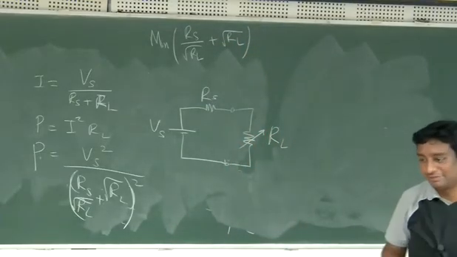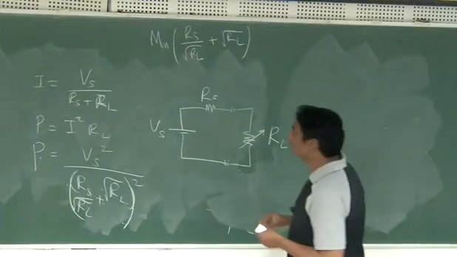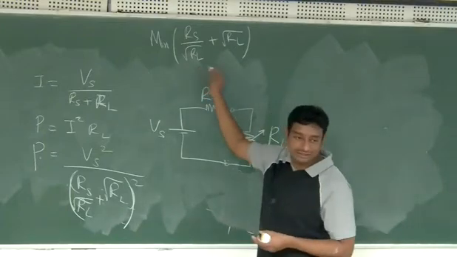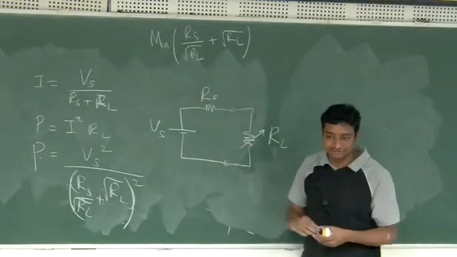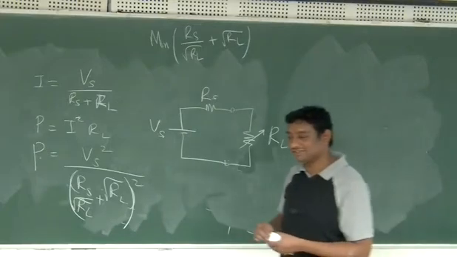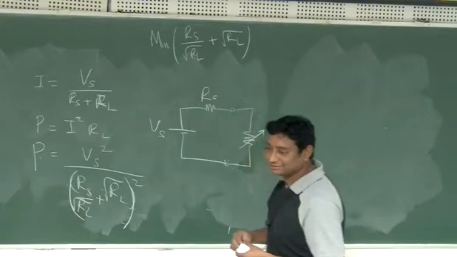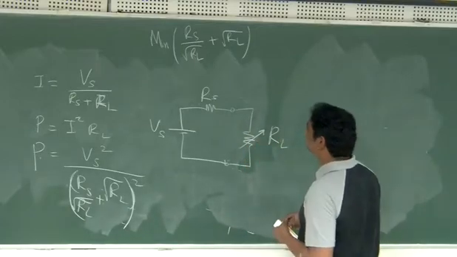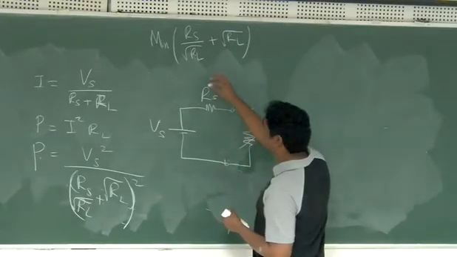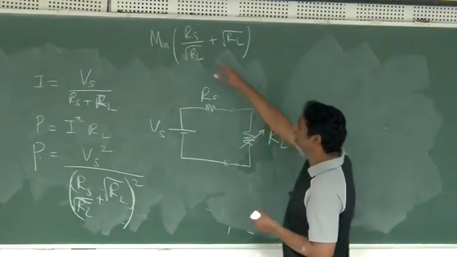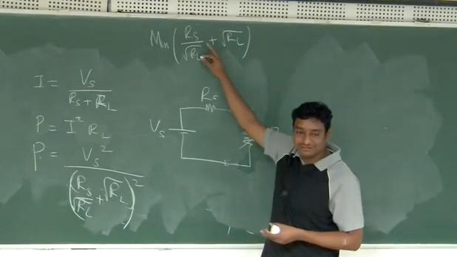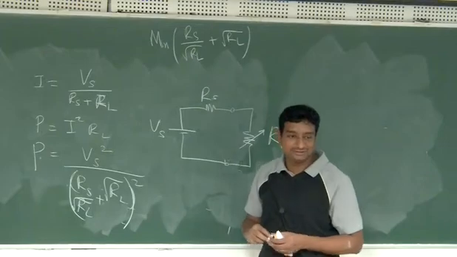Okay, how would you find the minimum of that? So we differentiate this value and then equate it to 0. Okay, so how do you differentiate this? I don't know what that is. So let's differentiate it anyway. Okay, Rs is a constant. What is differentiation of 1 by square root of RL?